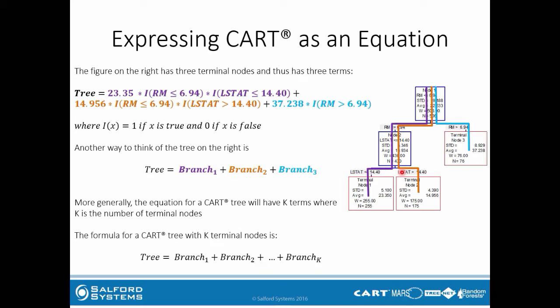Now, more generally, one way to think of these CART trees is just a function of the branches. So this is the tree from the previous example, and one way to look at it is just, if you look at this purple line, this really just defines one branch. Now this branch has this equation here that we see on the top, and so on for the other two. But if you think of CART in this way, just as a sum of branches, then a more general formula for CART is just branch 1 plus branch 2 all the way to branch k for k terminal nodes.